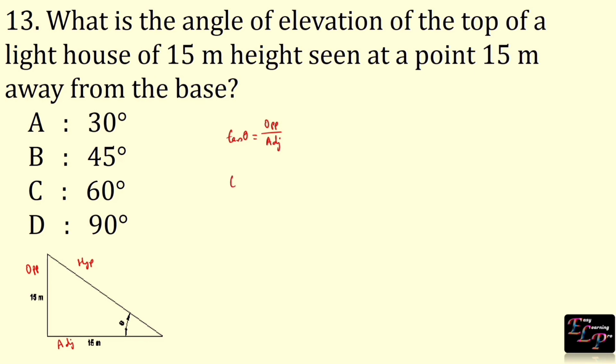Tan theta is equal to opposite is 15, adjacent is 15. So tan theta is equal to 1. Tan theta is equal to 1 at angle 45 degree. So angle theta is equal to 45 degree. The answer is option B.